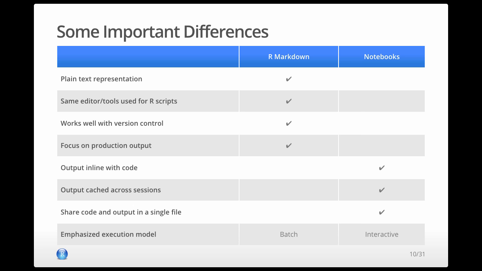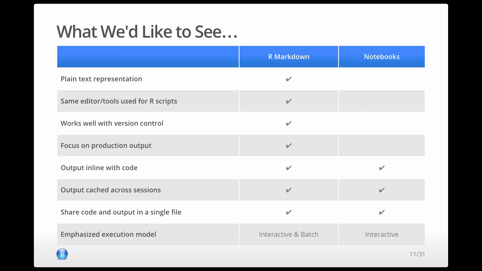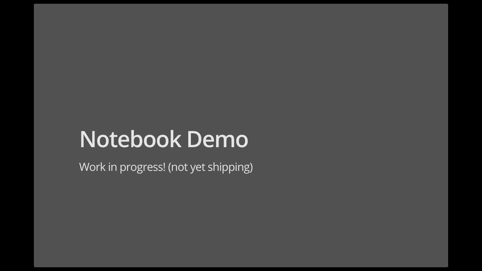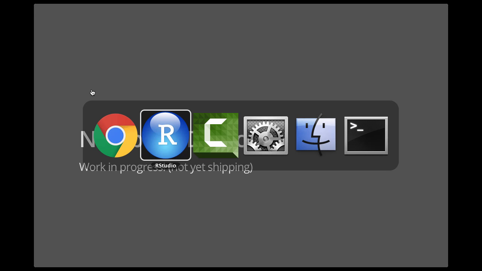So the world that we want to live in, though, we want to preserve all of the things that we like about R Markdown, but we also want the benefits of these traditional notebooks. So that's what we're aiming for. We want to do all the things that we've historically done, but also capture some of the things that we see in other systems, and have a system that works well interactively and works well in batch. So with that, I want to show you the work that we're doing. This is work in progress. It's actually not shipping yet. It's not shipping in a version of RStudio that you can download, but we will ship it within the next couple of months. So I'll show you what we've done so far.